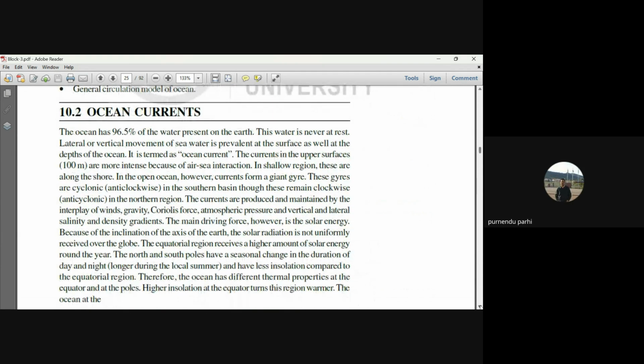Ocean currents. The ocean has 96.5% of the water present on the earth. This water is never at rest. Lateral or vertical movement of seawater is prevalent at the surface as well as at the depth of the ocean. It is termed as ocean current. The currents in the upper surface are more intense because of the air-sea interaction. In shallow regions, these are along the shore.